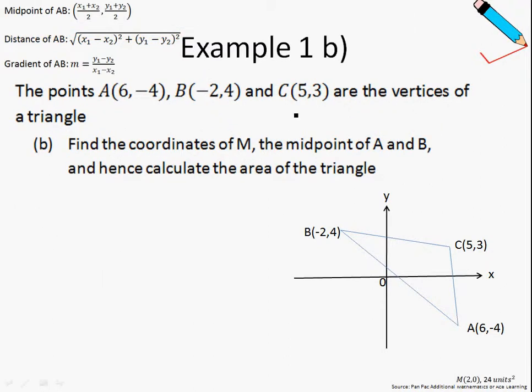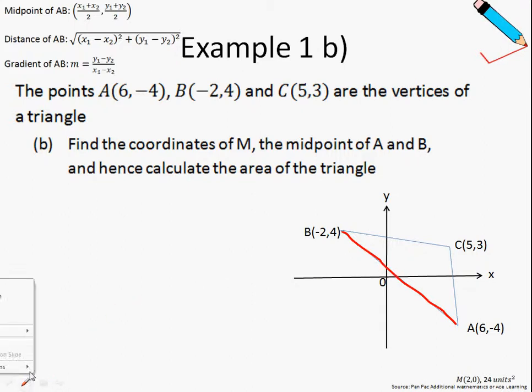Now let's move on to example 1b. The points A, B, and C are the vertices of a triangle. Find the coordinates of M, the midpoint of AB, and hence evaluate the area of the triangle. So M is the midpoint of AB. Where exactly is the midpoint of AB? Let me mark it out on the sketch for you. Since the line AB is over here, the midpoint should be somewhere around this region.